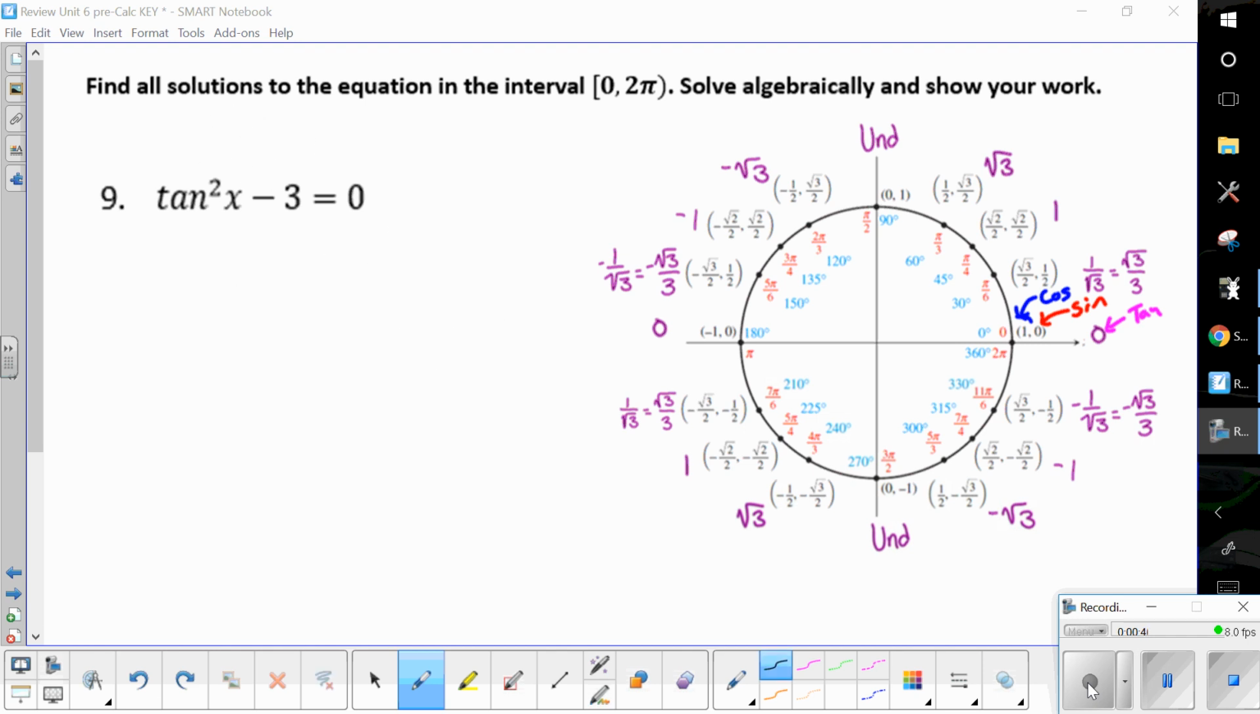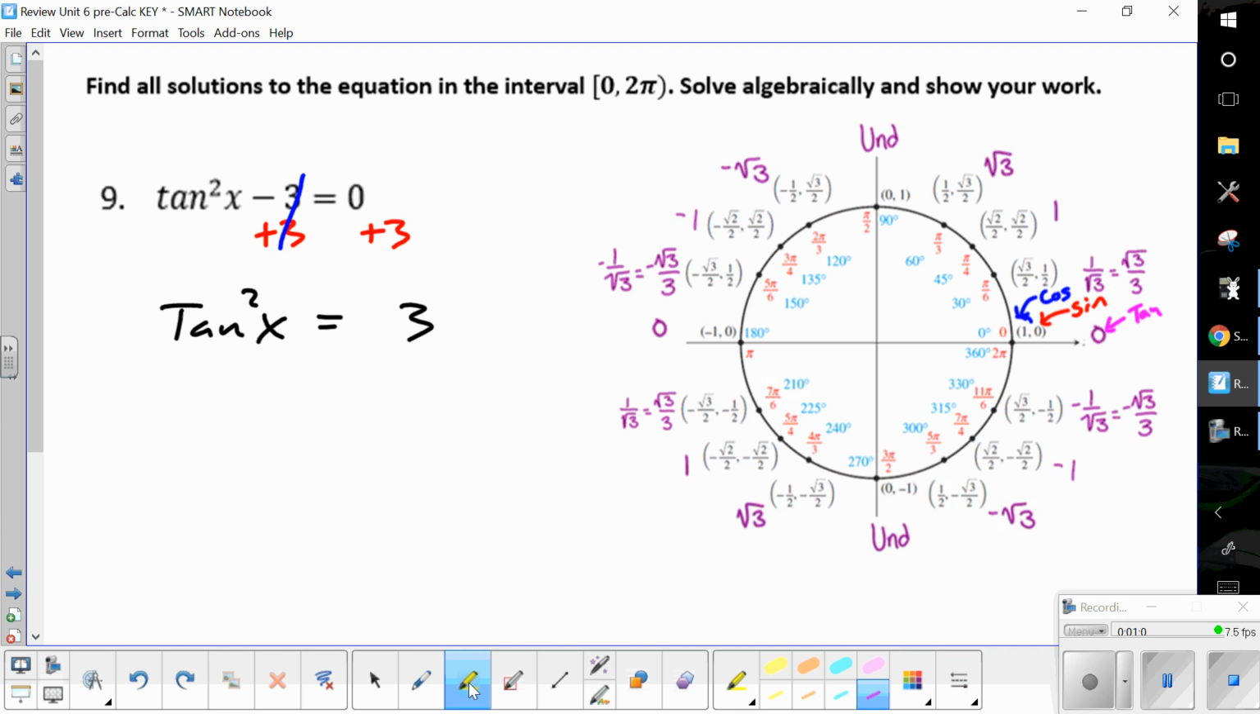So I'm going to go ahead and add 3 to both sides here. And this will go away. Now I get tangent squared of x equals positive 3. And again, I can't use the unit circle until I get rid of this squared here, because the unit circle only deals with cosine, sine, and tangent.